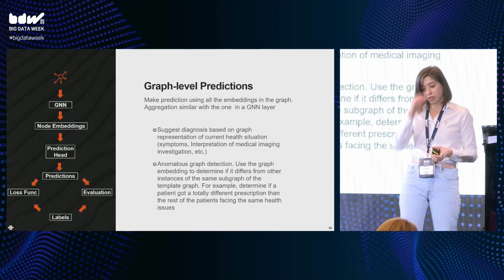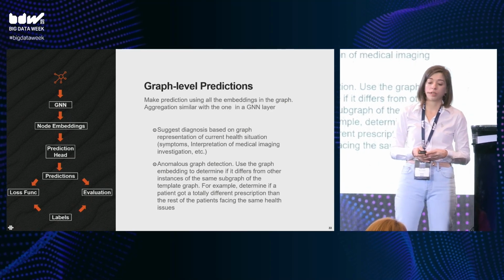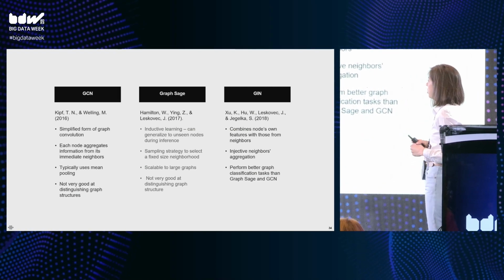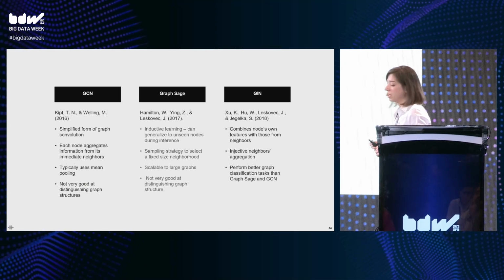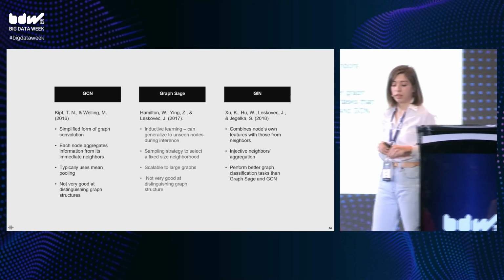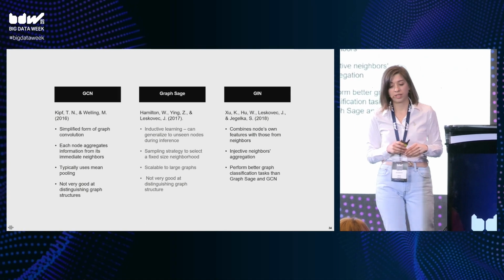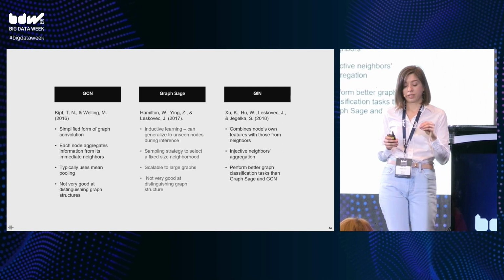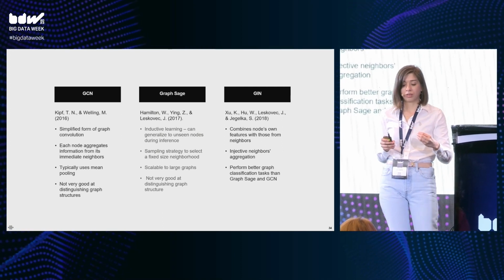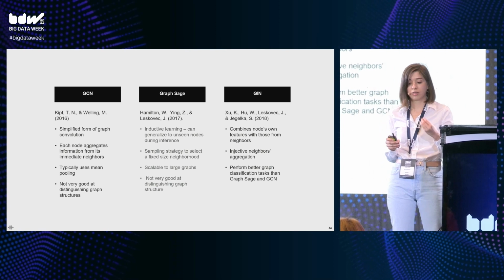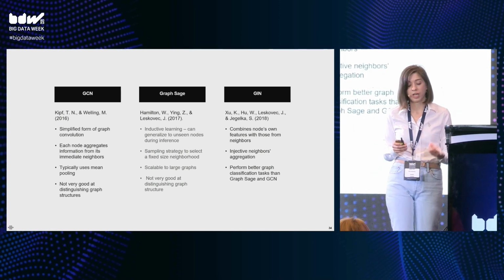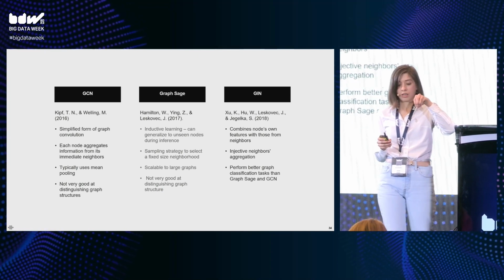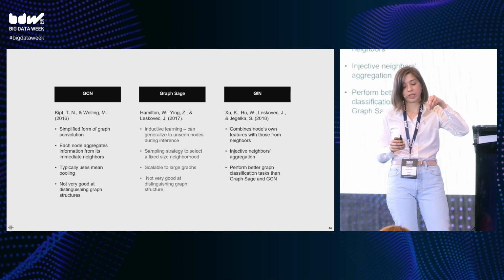And these are all the 3 types of prediction that we can do with the graph neural networks. Lastly, I would like to present you some of the most popular types of graph neural networks. The first one is from 2016, and it's called Graph Convolutional Network. This is basically the next step from the convolutional neural network, and it's a simplified form of graph convolution, in which each node aggregates information from its neighbors using the mean pooling aggregation strategy.